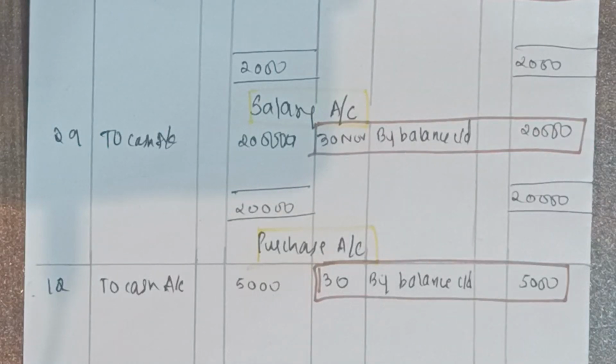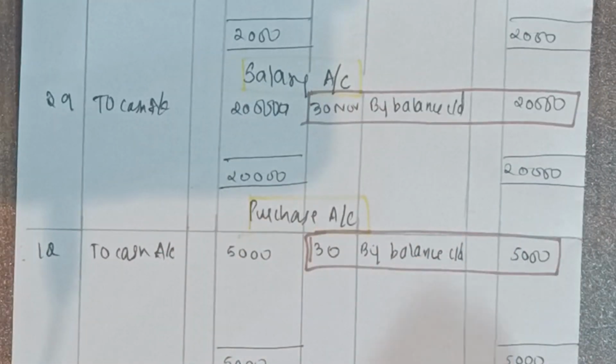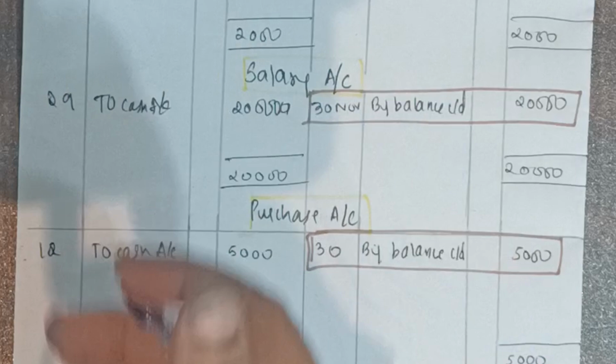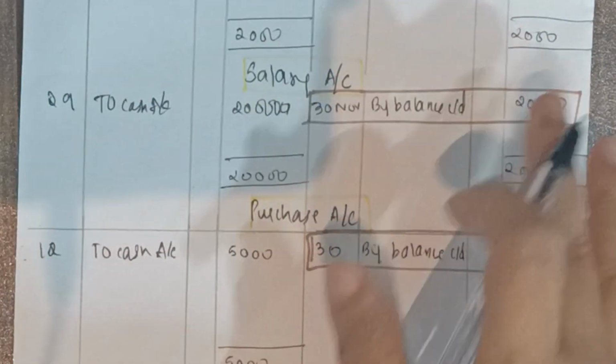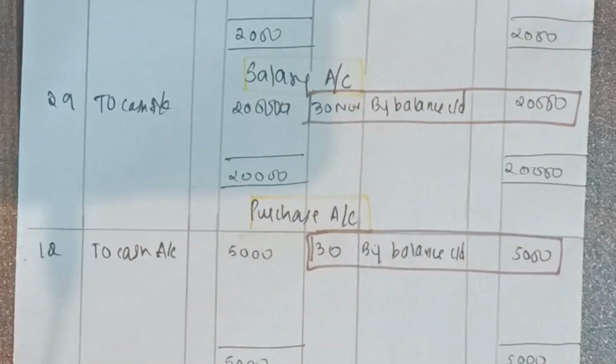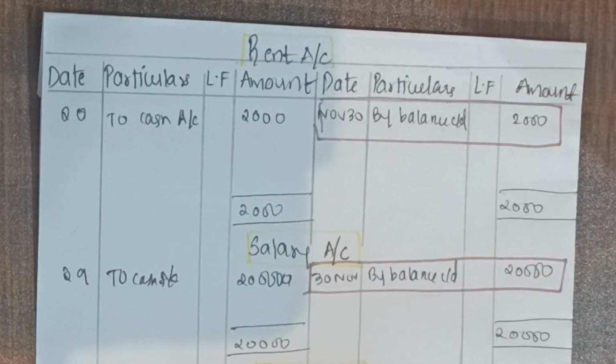In most of the high secondaries, they do not ask you all to write the next amount also, that is the balance brought down amount also, because here your account tallies. If you write it, it is well and good, but if you do not write it, I do not think that your marks will be deducted. So this was all for today.